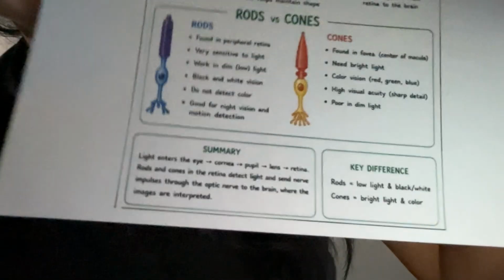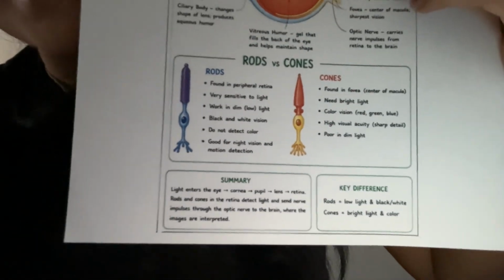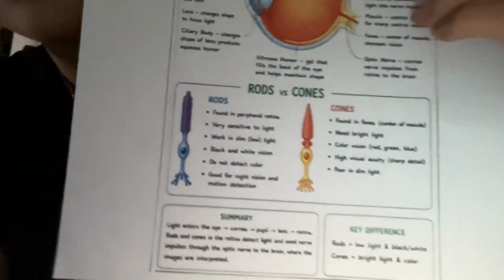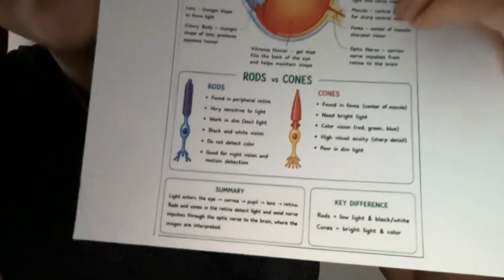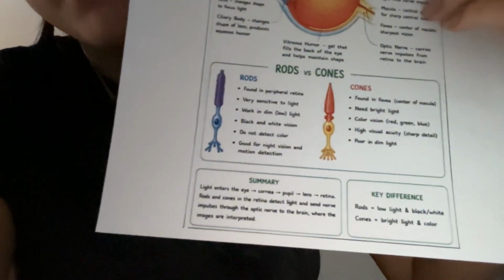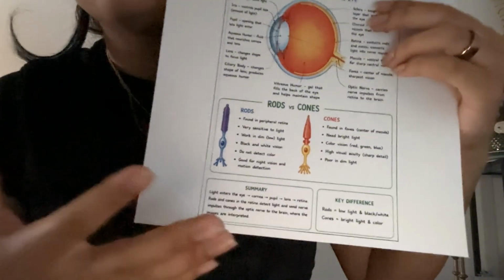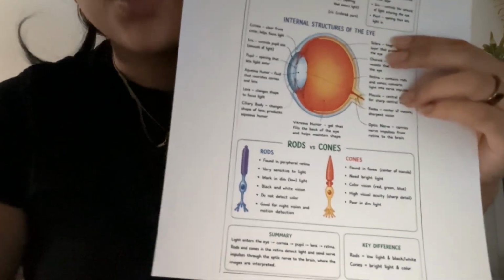The rods are found mainly in the peripheral retina. They are also very sensitive to dim light. They provide black and white vision. They are important for night vision and detecting any motion.